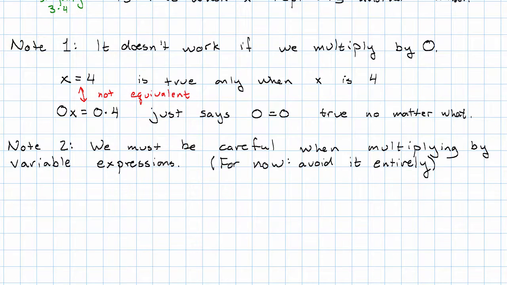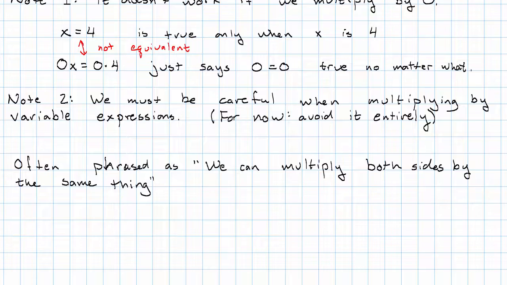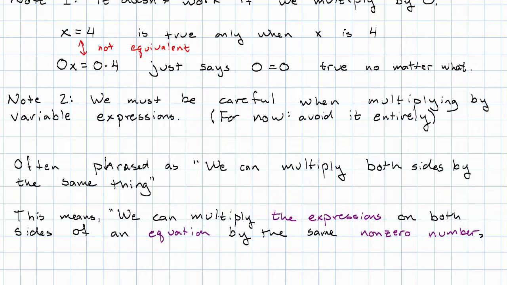Now, this property is often phrased as, we can multiply both sides by the same thing. Again, we have to be careful. We can multiply the expressions on both sides of an equation by the same non-zero number. Of course we can do that, but why? This gives us an equivalent equation.